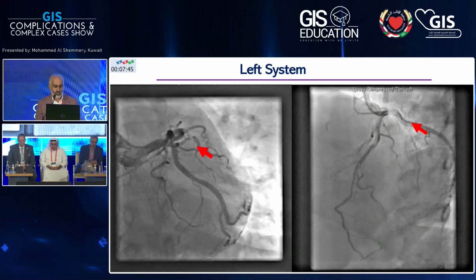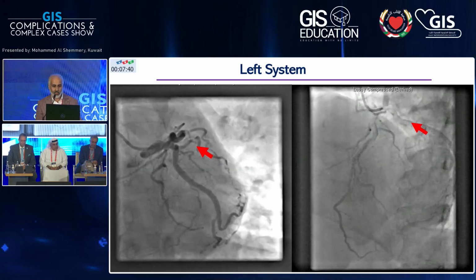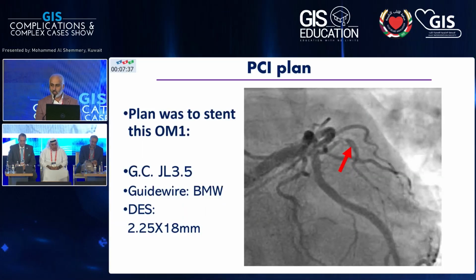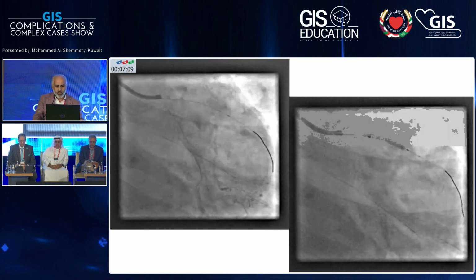So this is the second decision we have to make, whether to stent this small artery or leave it for medical therapy. And after discussion, we decided to stent this small artery. So we went in with a JL 3.5 guide catheter, fairly benign guide wire with a BMW, and we went in with a direct stenting, short, small stent, 2.25 by 18 millimeter. It was fairly easy to wire and to stent.